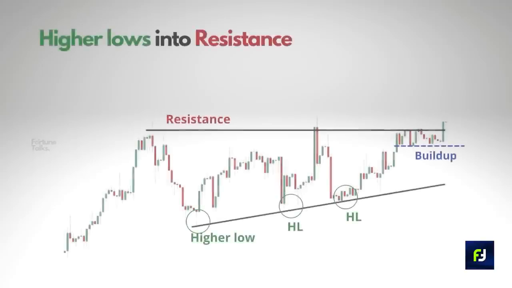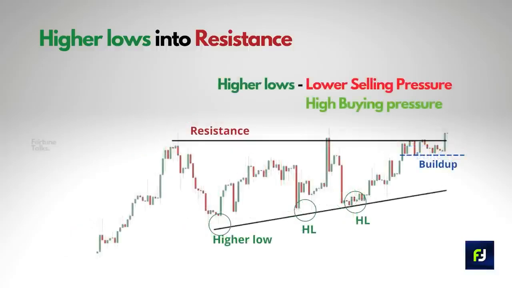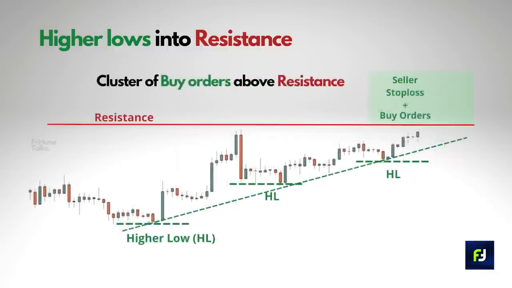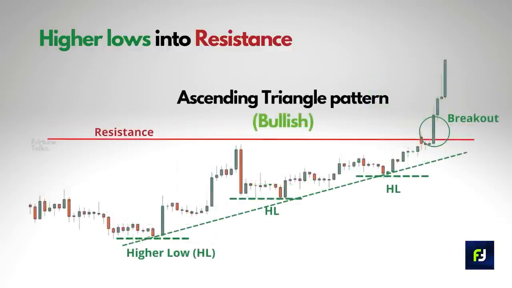However, there are variations of it. For example, when you see higher lows into resistance, it is a sign of strength or weakness. Now think about it. When you see higher lows into resistance, what does it tell you? It tells you that there is not enough selling pressure or the sellers are weak. It also tells you that there is strong buying pressure which supports the higher prices. And the final thing to keep in consideration is that there are buy stop loss orders which are clustered above the resistance, which are kept by those sellers who went short at the resistance level. And clearly, this is a sign of bullish strength.